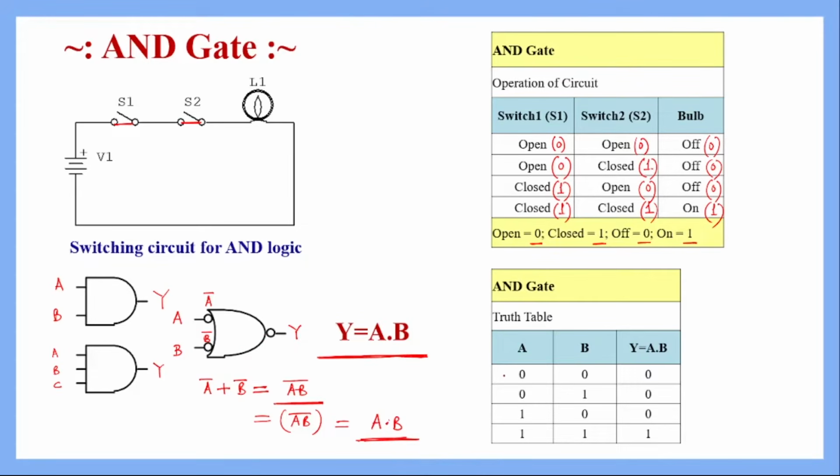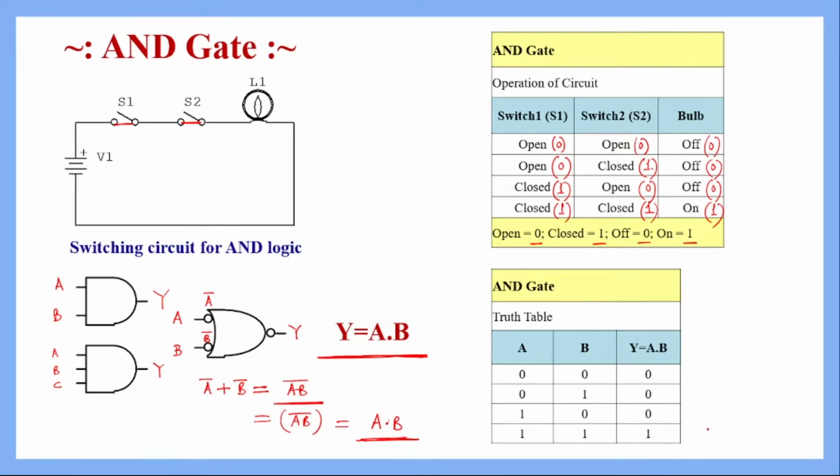And the truth table of the AND gate is like this, which we have already seen for this switching circuit. When both the inputs are 0, the output is 0, meaning logical low level. When one of the inputs is 0, the output will also be at logical low level. And only when both the inputs are at logical high level, meaning 1 1, the output of that gate will be at logical high level. So this is the concept of operation of the AND gate.